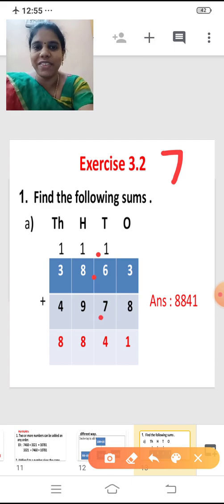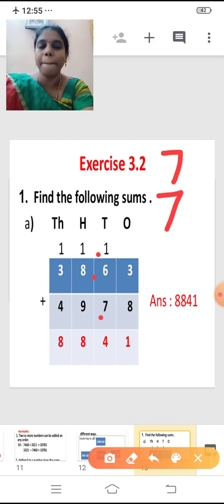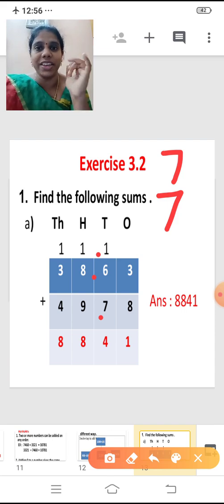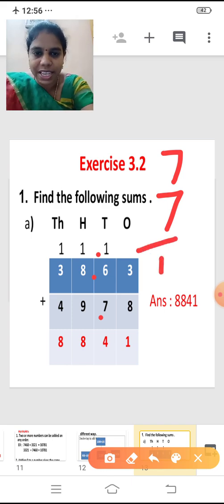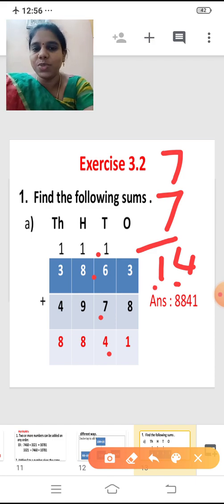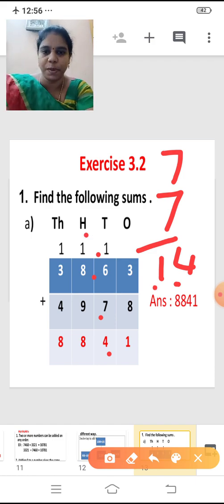So with that 7 I am going to add one more 7. 7 plus 7. 7 in the mind, 7 on the finger. After 7 you are going to add 7 numbers. 8, 9, 10, 11, 12, 13, 14. 7 plus 7 is 14. So write 4 in the tens place, and this 1 you are going to carry forward to the hundreds place.